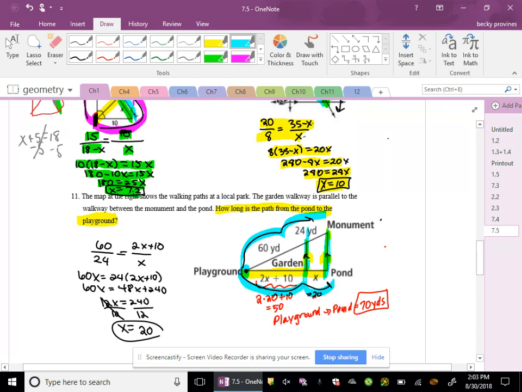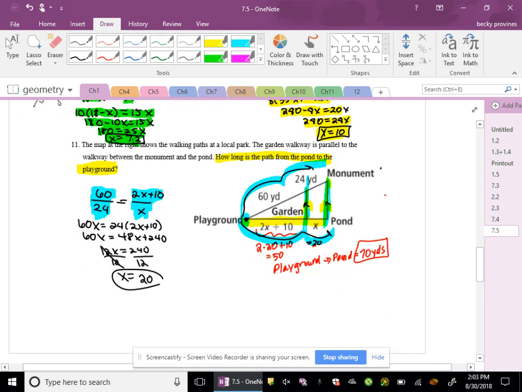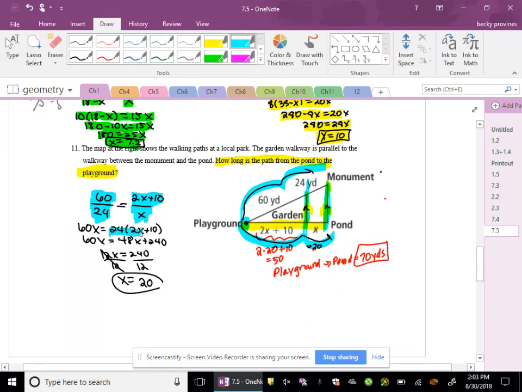All right, so way over here, I have my proportion. 20 over 24, and then 2x plus 10 over x. Okay, hopefully we're getting really great at this cross multiplication stuff. Use parentheses to get 48x plus 240. Subtract 240 to get 12x, and then divide by 12.